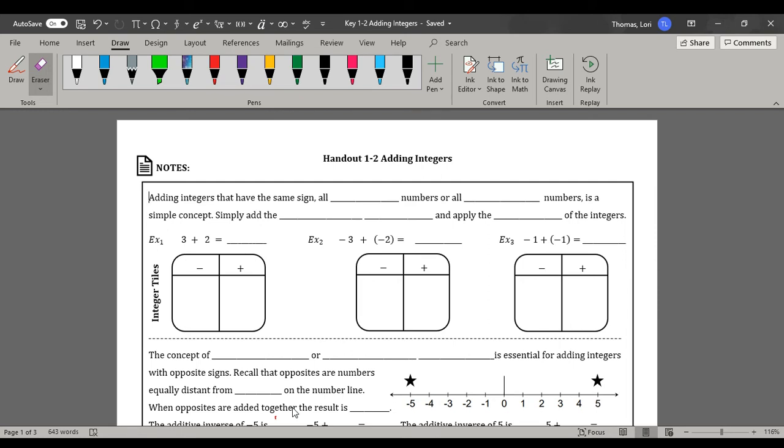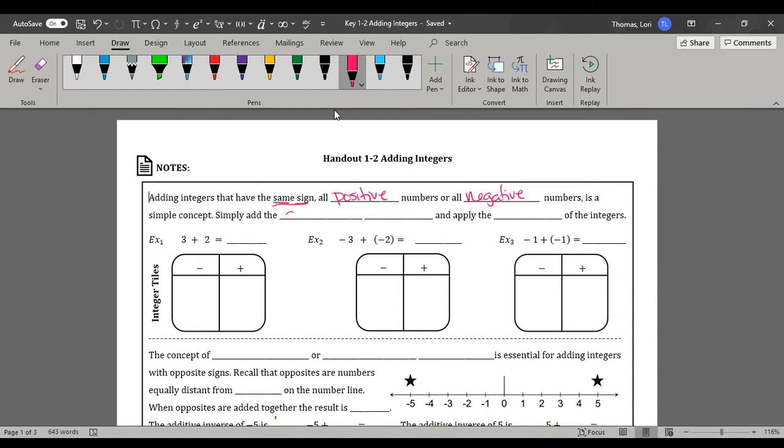Okay, guys, now that we know what integers are, let's learn how to add them. When you're adding integers that have the same sign, either all positive numbers or all negative numbers, this is a simple concept. So again, we're going to first focus on when our integers have the same sign.